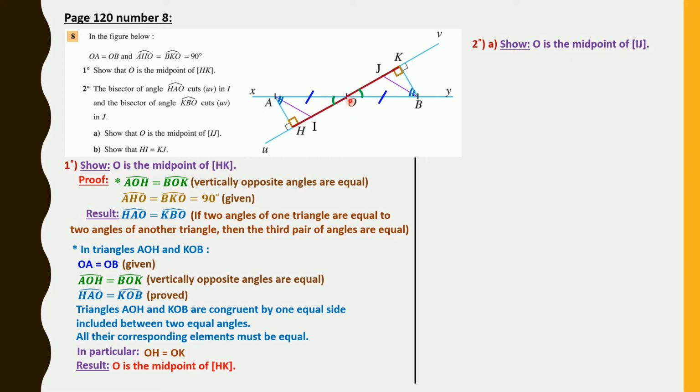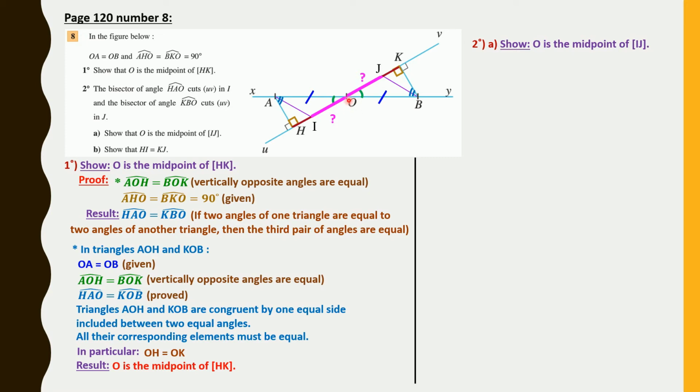Here, to prove that point O is the midpoint of segment IJ, we need to prove that segment OI equals segment OJ? Here, as we did in question 1, we need to choose two triangles where OI is a side of the first triangle and OJ is a side of the second triangle.